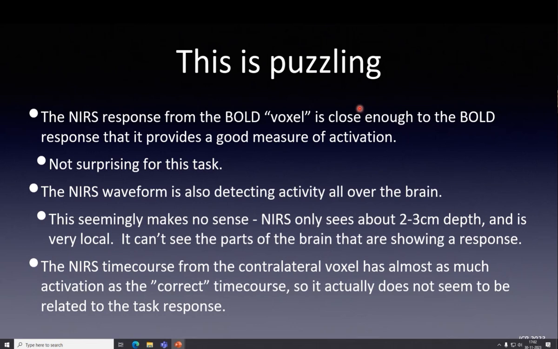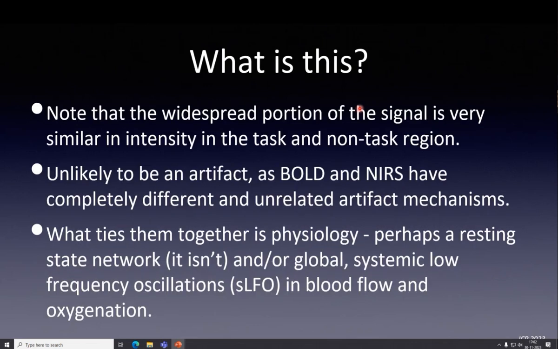So we had to figure out why we were getting this. One of the things that we saw is it's very similar when we used a probe from the task and the non-task region. So what we're looking at is probably a widespread effect. It's also unlikely to be a machine artifact because NIRS and bold are completely different. Different machines, completely different noise mechanisms. The idea that they would share an artifact that would be synchronous and would cause this type of correlation just didn't make any sense to us. So what ties them together is what you're actually looking at, your sample. You've got physiology under there.